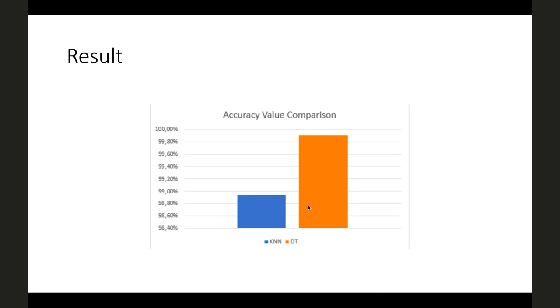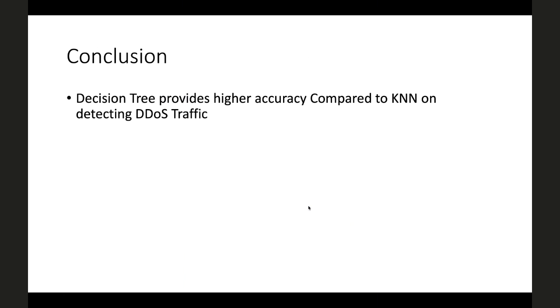From the experiment result, the decision tree gives higher accuracy in detecting DDoS traffic or DDoS attacks compared to KNN. And this is the result of our research. In conclusion, the decision tree provides higher accuracy compared to KNN in detecting DDoS traffic in our network topology.